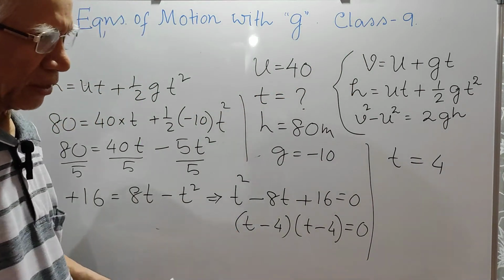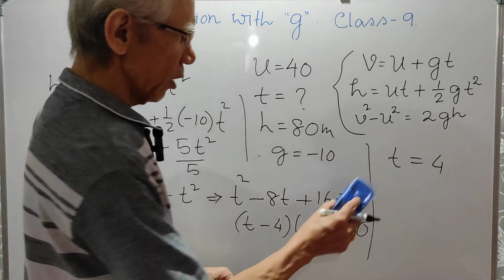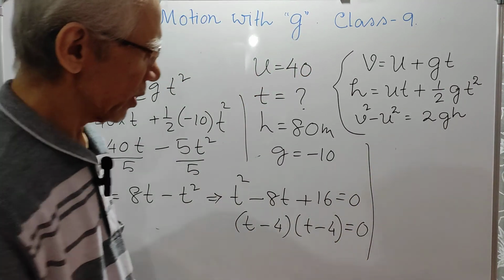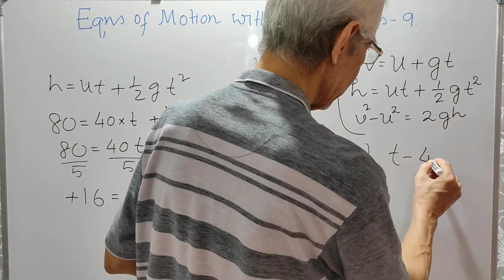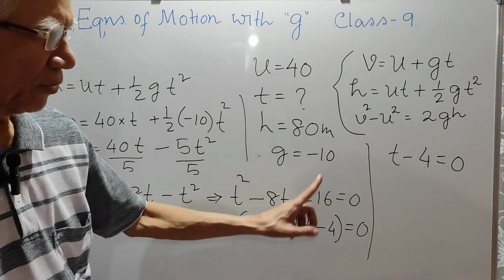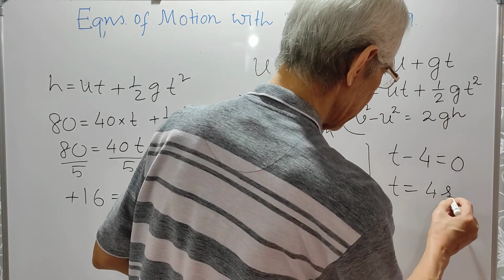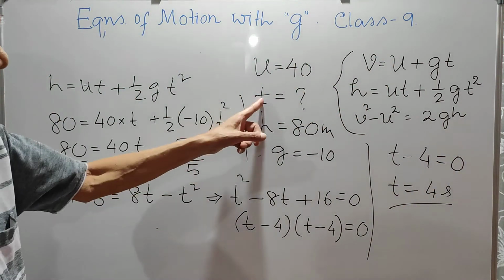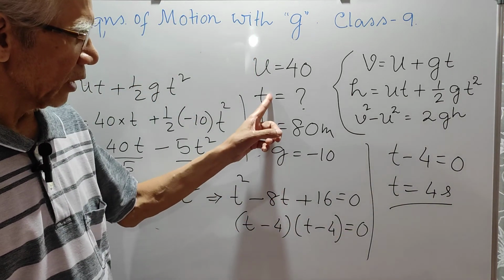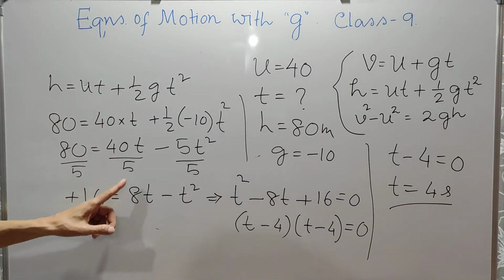T minus 4, now product of two things is 0, therefore one of them must be 0. So t minus 4 must be 0. If t minus 4 is 0, what is t? T is 4. So 4 seconds. This is the answer. We had to find out time. The question was, in what time will it reach a height of 80 meter? 4 seconds.